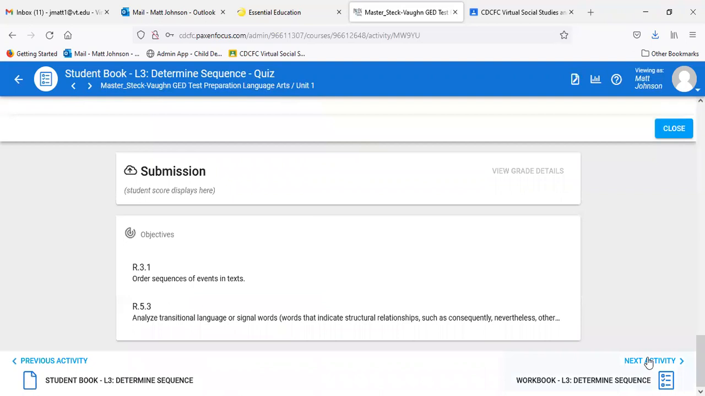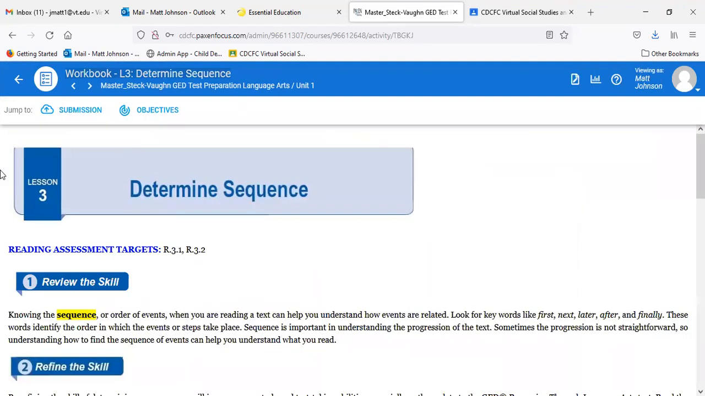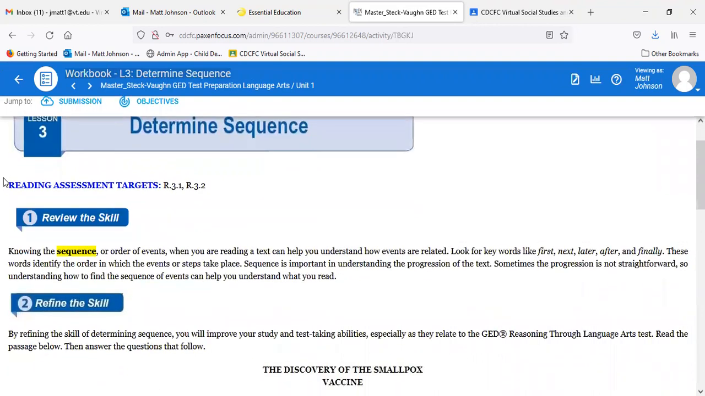Let's go to the next activity. Okay. Now this should take you into the workbook. So it should be workbook, lesson 3, determine sequence. And, same sort of information there.